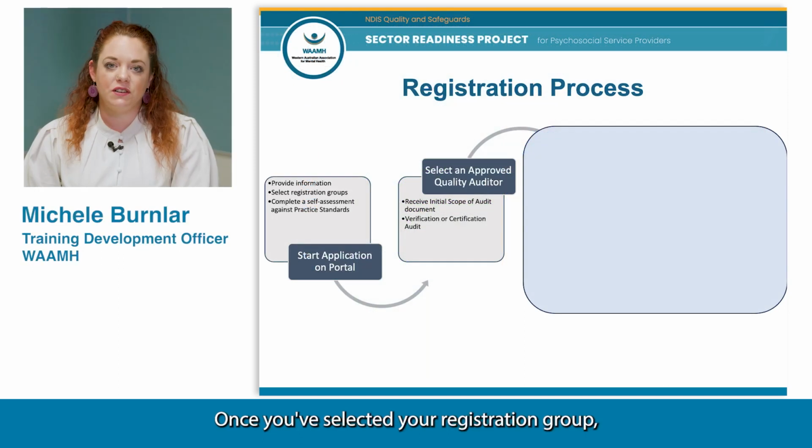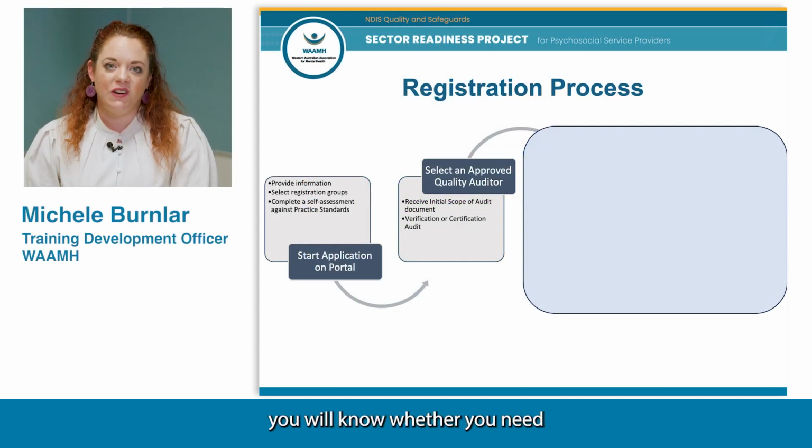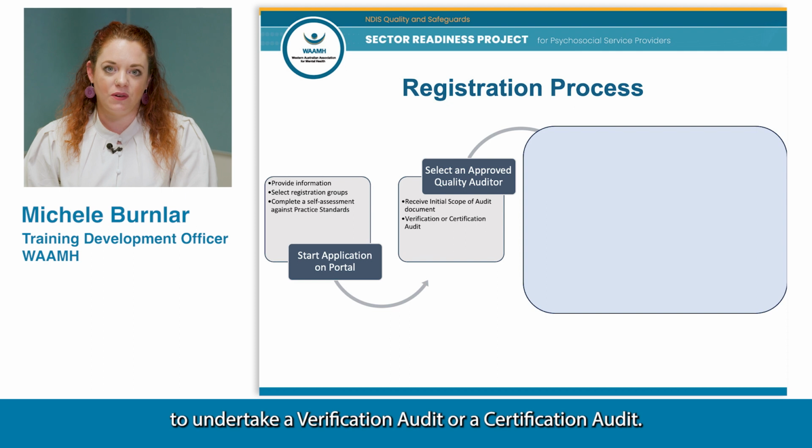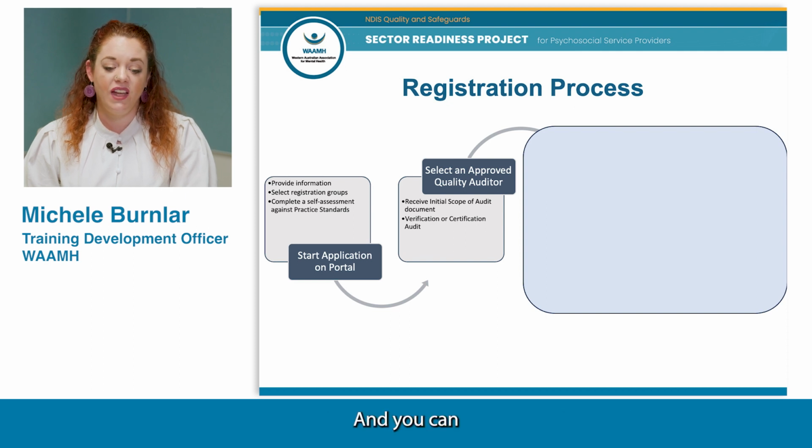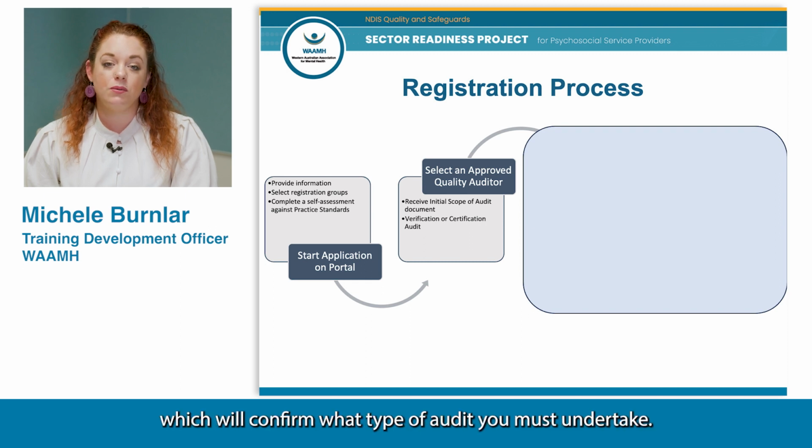Once you've selected your registration group, you will know whether you need to undertake a verification audit or a certification audit. And you can then undertake a self-assessment against the relevant practice standards. You will enter this data onto the Commission's website and receive your initial scope of audit document, which will confirm what type of audit you must undertake.